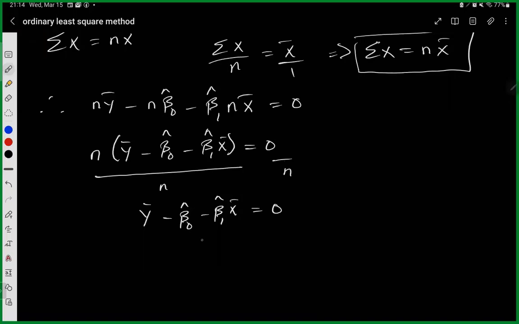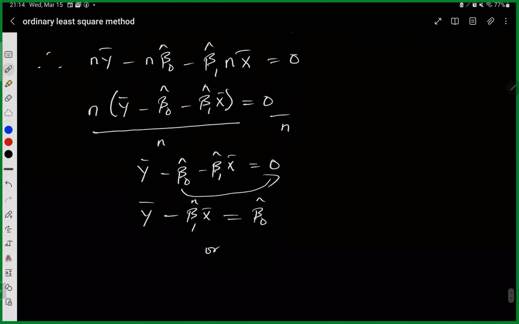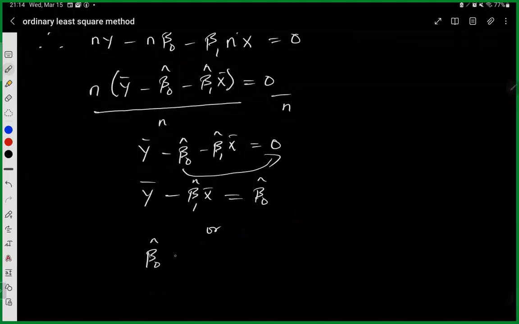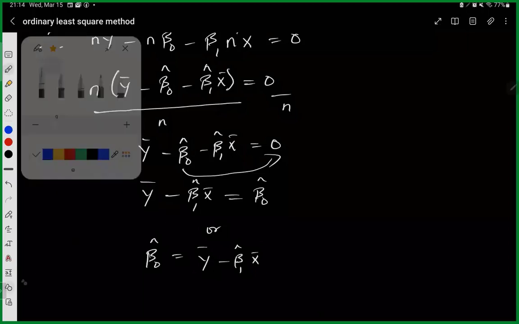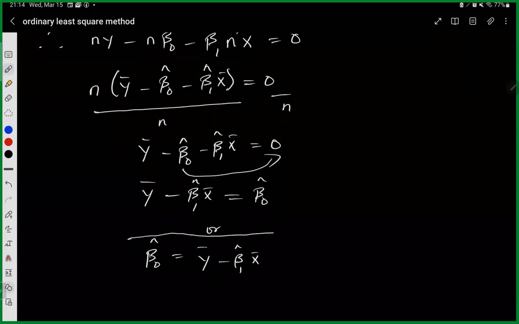So from this point, we can make beta naught the subject now. Either this will go to the other side or this will go to the other side, but we will have beta naught there. So we'll take beta naught onto the other side. What we'll have is y bar minus what remains there, beta 1 hat x bar, is equal to beta naught hat. Or simply, rearranging, beta naught hat is equal to y bar minus beta 1 hat x bar. This is how you derive it. This is the formula you're going to use to calculate the intercept.